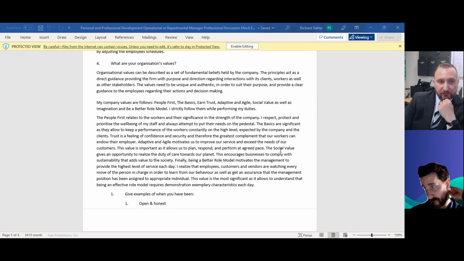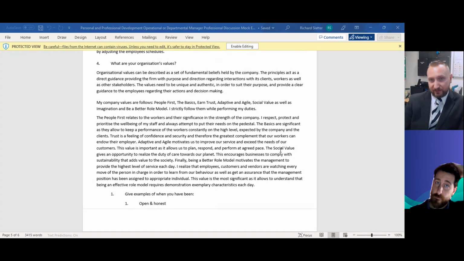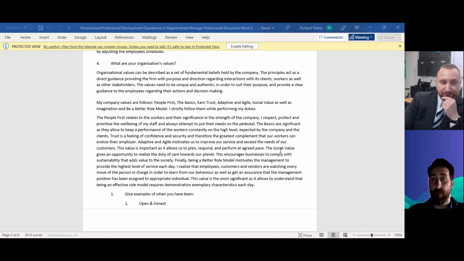I will start by talking about the organizational values, which can be described as a set of fundamental beliefs held by the company. The principles act as a direct guidance, providing the firm with purpose and direction regarding interaction with its clients, workers, as well as other stakeholders. The values need to be unique and authentic in order to suit their purpose and provide clear guidance to the employees regarding actions and decision making.